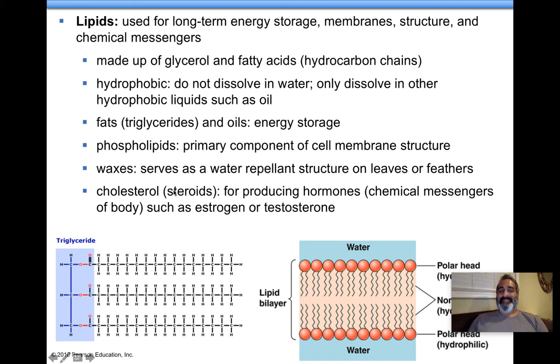Another important lipid is cholesterol or steroids. Cholesterol is used to make steroids. Steroids are used to make chemical messengers called hormones. Examples of these hormones would be estrogen and testosterone, because those are the most common ones that you have probably heard about. So cholesterol in our diet is used to produce chemical messengers called hormones.